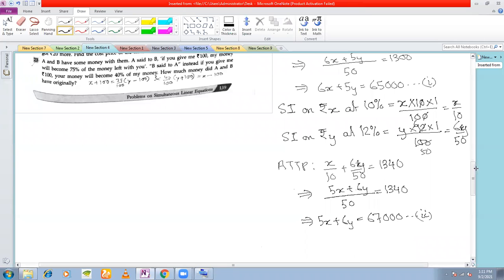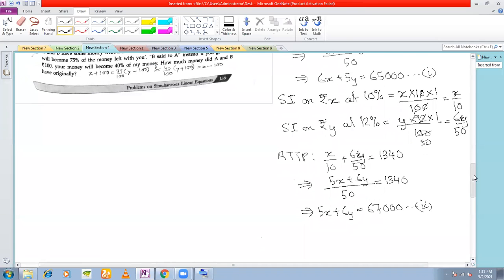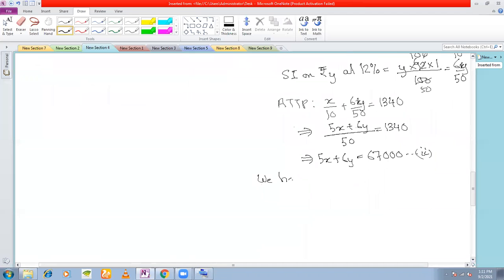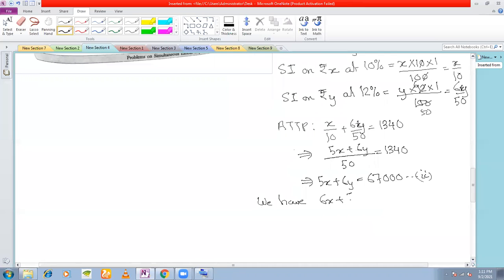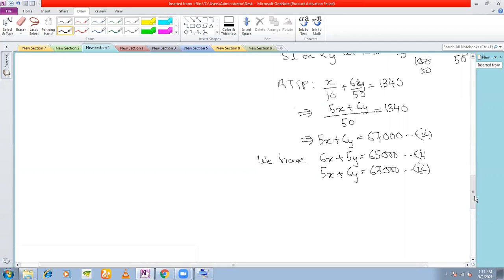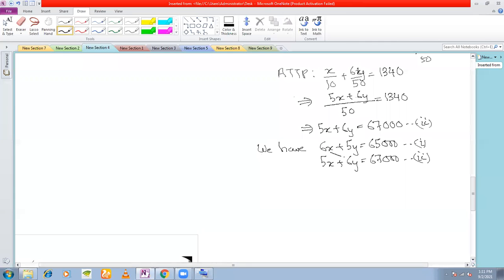Now we need to solve these two equations. How to solve these two equations? Anyone? Write the equation first. We have 6x plus 5y is equal to 65,000. This was our first equation. Second equation is 5x plus 6y is equal to 67,000. So how to solve these two equations? Very interestingly, you see that these two coefficients are the same, and these two coefficients are also the same. I gave you a very good technique of solving this type of equations. What is the technique? Do you remember?